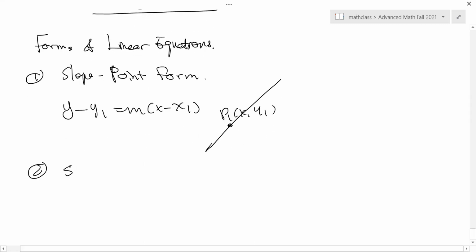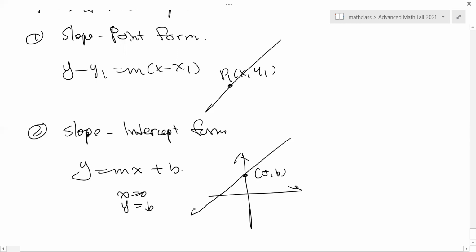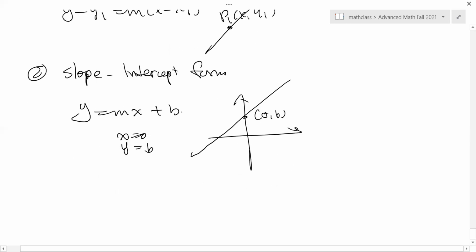The second is the slope-intercept form, y equals mx plus b, where b is the y-intercept. The reason is that when x equals 0, y is b. This is slightly more special than the slope-point form, because the point here is (0, b) together with the slope. The final and most general form is ax plus by plus c equals 0.